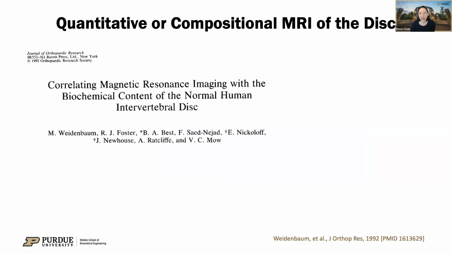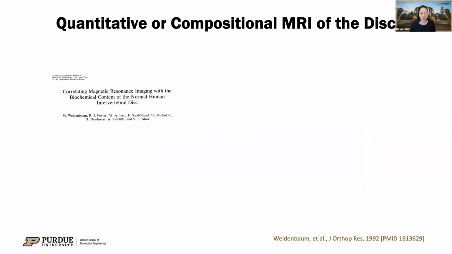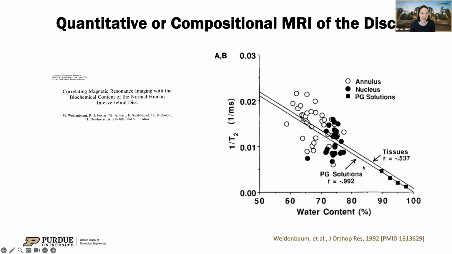And so around the same time, Weidenbaum and others also did a similar study where they compared normal human disc and various MRI measurements. And here they did something that was also very interesting. They extracted cylindrical tissue samples from lumbar discs to allow them to have more samples. And then they also compared that to proteoglycan solutions to see where those compared in terms of measuring T2. And so with T2, what they saw was that when they compared water content, they had a really good correlation with proteoglycan samples, but that correlation was not as strong when it came to actually looking at the tissues.